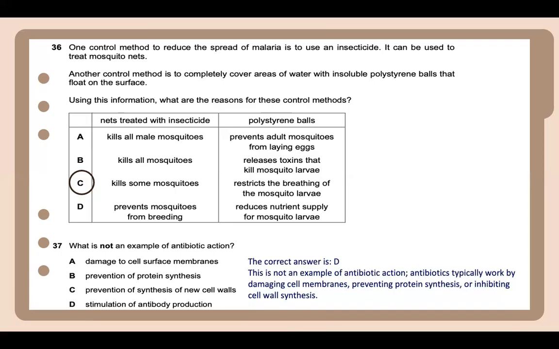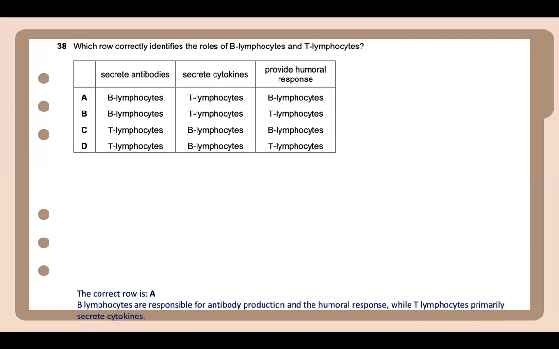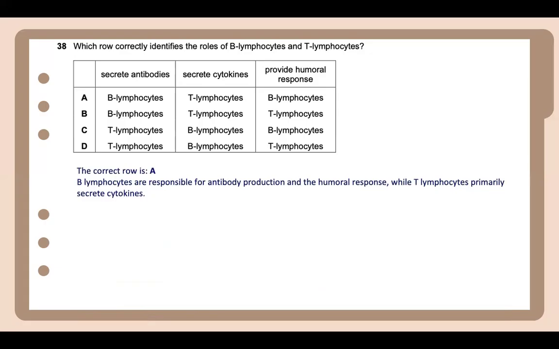What is not an example of antibiotic action? The correct answer is D, stimulation of antibody production. This is not an example of antibiotic action, but antibiotics typically work by damaging cell membranes, preventing protein synthesis or inhibiting cell wall synthesis. Which row correctly identifies the role of B lymphocytes and T lymphocytes? B lymphocytes are responsible for antibody production and the humoral response, while T lymphocytes primarily secrete cytokines.